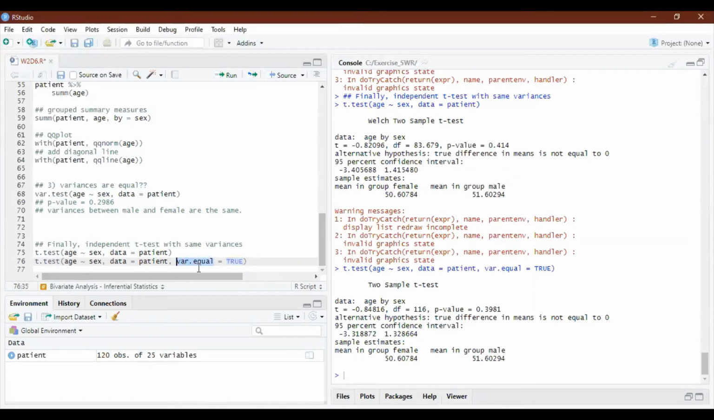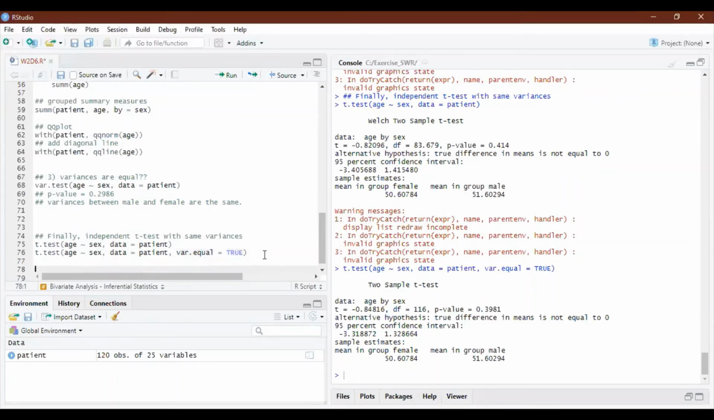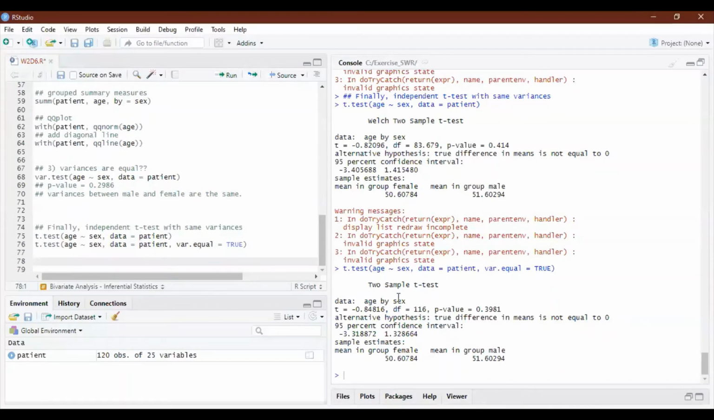So this is how you consider the equal variances assumption. With this one, the value is slightly different because in the formula we account for the equal variances assumption. Otherwise, I think it does not really change much. The same interpretation. Okay, so this is the independent t-test.